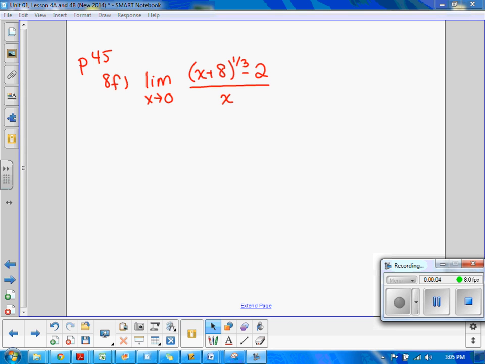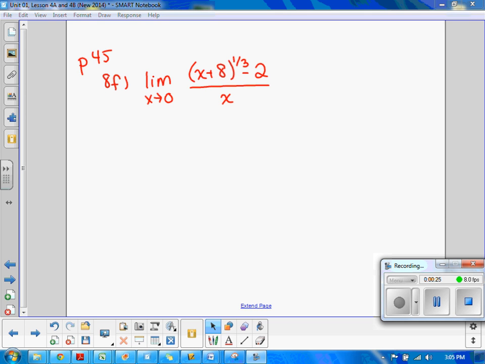Okay, I'm going to explain how to do page 45, number 8F, just as an additional example because we ran out of time in class. When you see this question, your first instinct is going to be to try and factor the numerator so that you can cancel the x that is in the denominator.